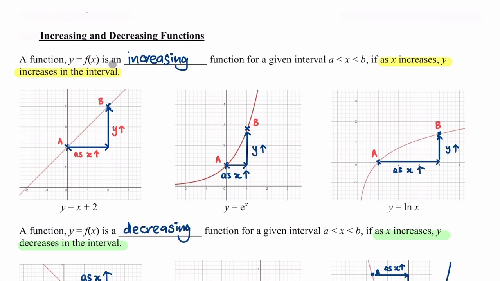So y equals f(x) is an increasing function for a given interval, x between a and b, if as x increases, y increases in the interval. So let's look at what this means for us.